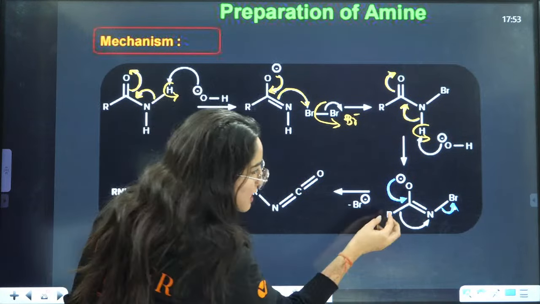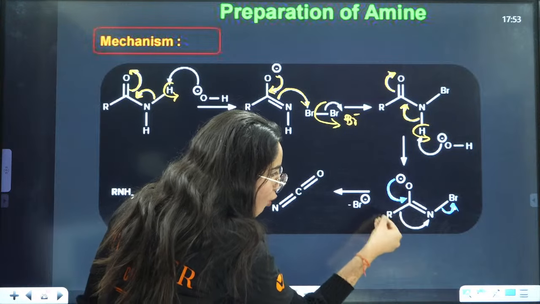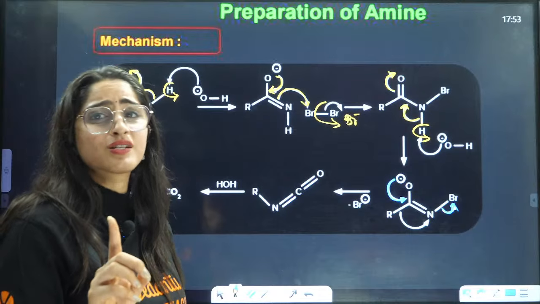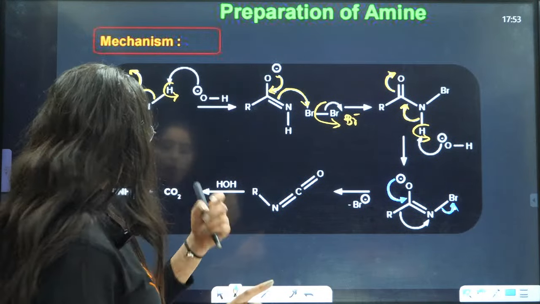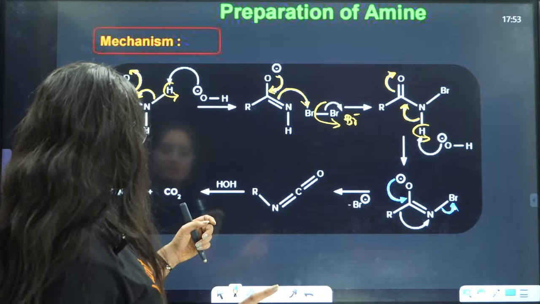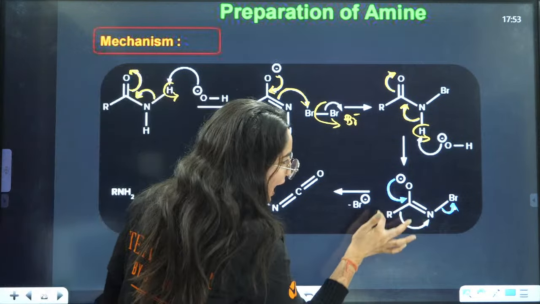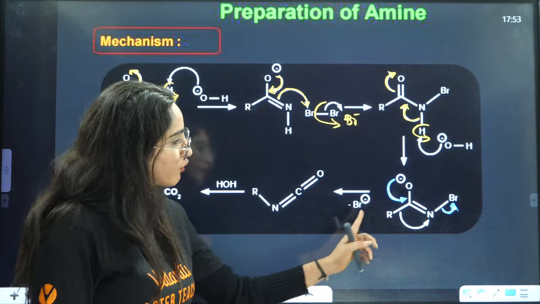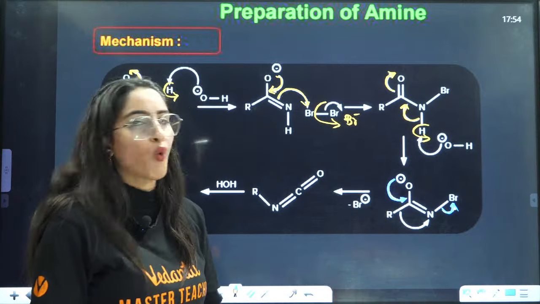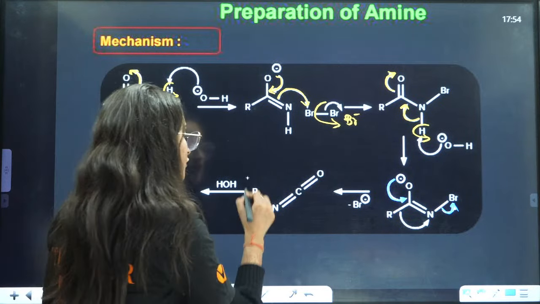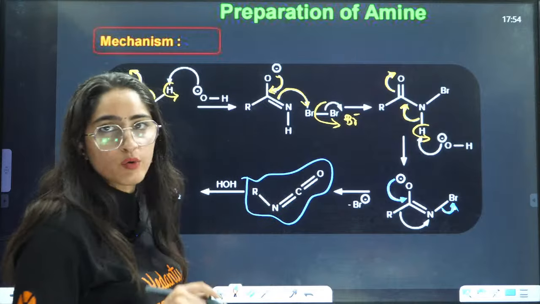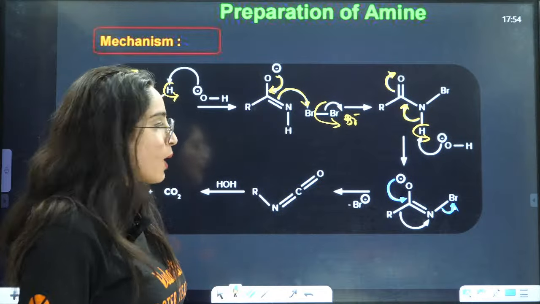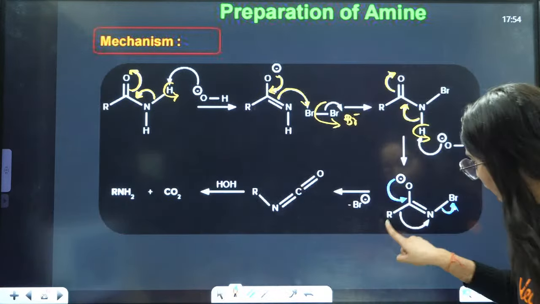Now this whole alkyl group will get attached to the nitrogen. This is very important. So this whole alkyl group will get attached to the nitrogen here, and hence you will have the formation of R-N-C-O. This is a very important compound. But in this, what you had was the attachment of R-C-N.